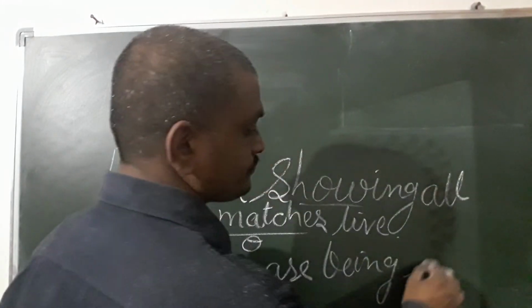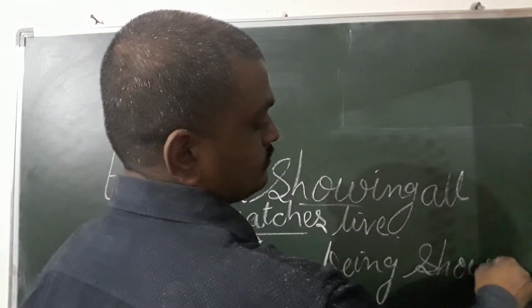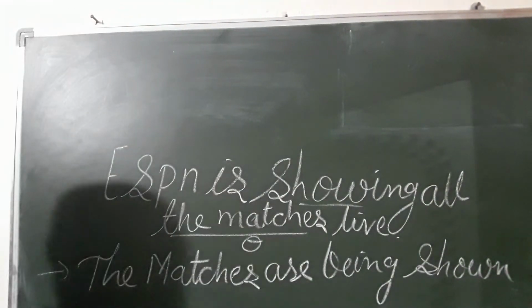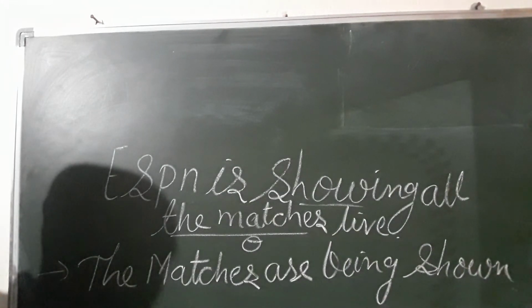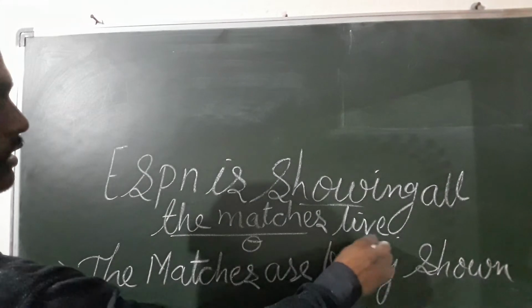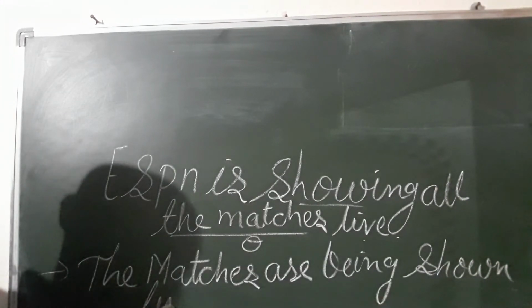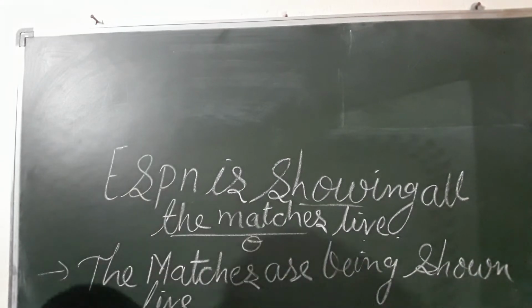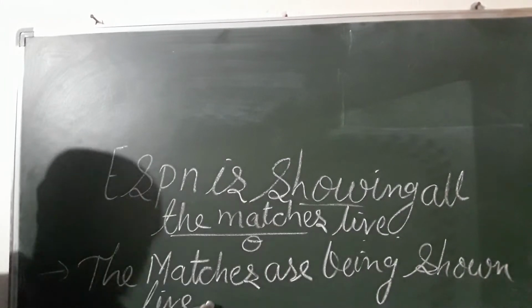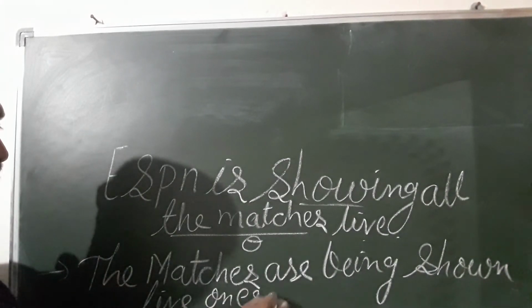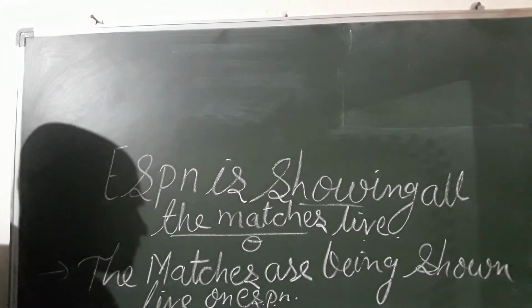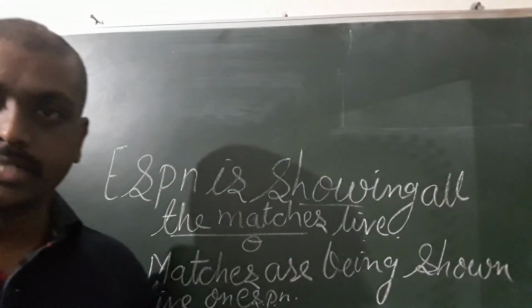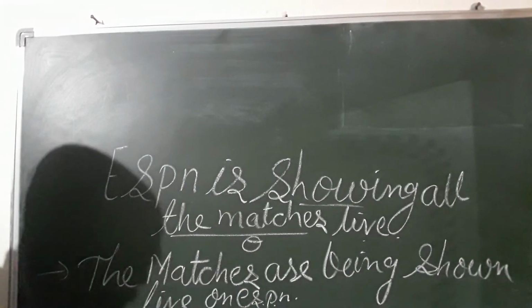Matches are being shown. What remains there? Live. Object 2 we can use like this, live. Matches are being shown live. On what? By ESPN, or on ESPN we can use like this also. So this is a passive form of the present continuous tense. I hope you have understood. Next tense we are going to see now.